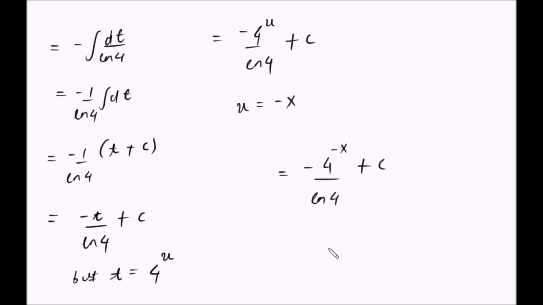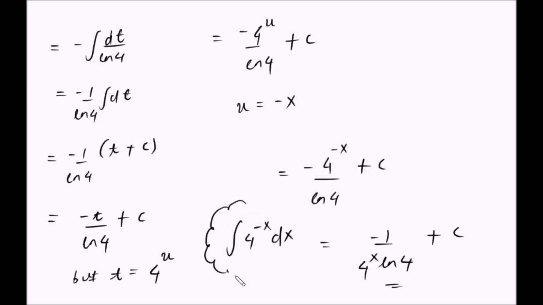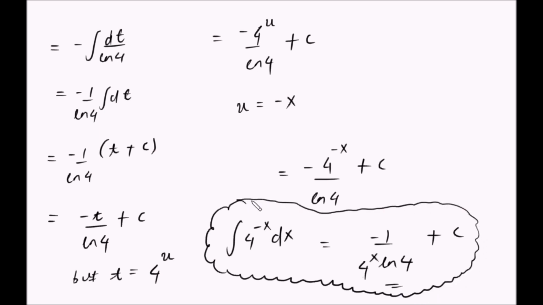I can simplify this again. So the answer will be negative 1 over 4 to the power x times ln 4, plus c. So this one is the integral of what? Of 4 to the power negative x dx. So this one is the answer. You can see I have used u substitution and t substitution to obtain the answer. So this was example 2. Let us see now example 3.